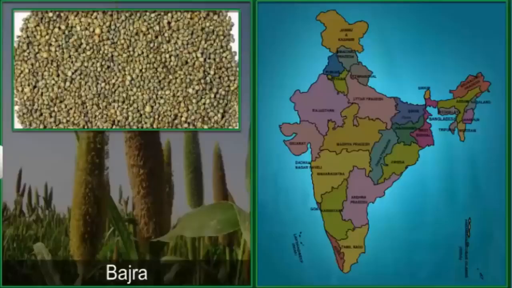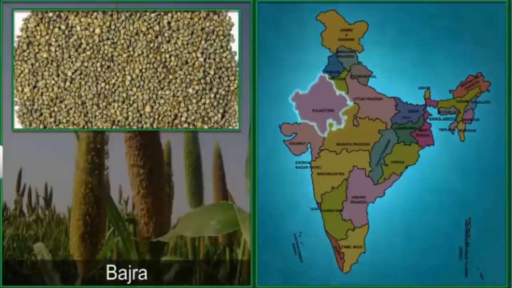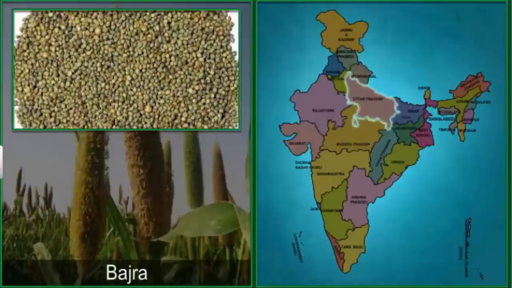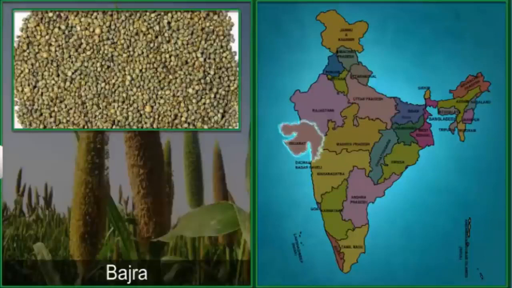Bajra grows well in shallow black soils and sandy soils of Rajasthan. Rajasthan is the leading producer of bajra that forms an important part of the diet of the people in this region. Other important bajra producing states are Uttar Pradesh, Maharashtra, Gujarat, and Haryana.